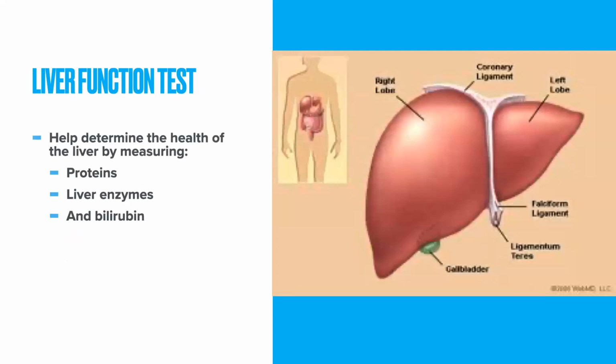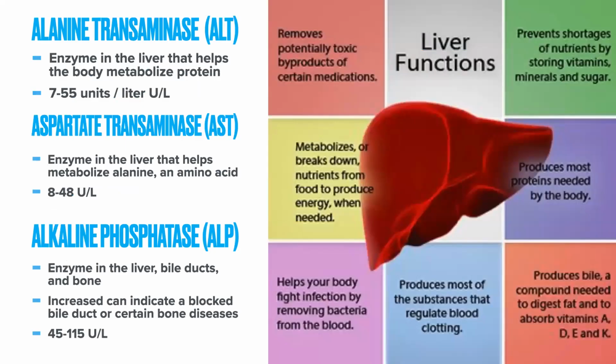So they help determine the health through different ways. We have alanine transaminase, ALT. It's an enzyme in the liver that helps the body metabolize protein. It's approximately 7 to 55 units per liter.